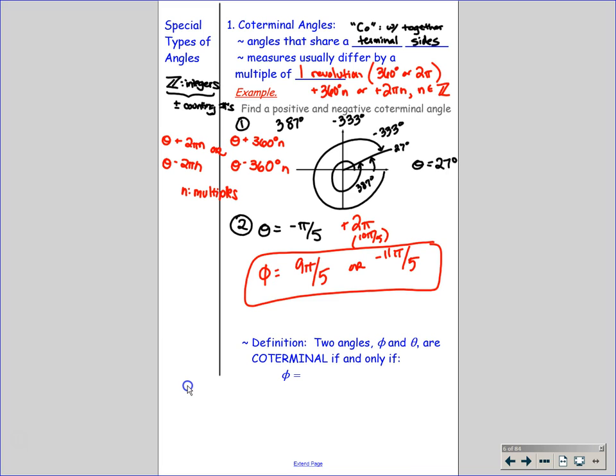Anyway, long story short, this little thing down at the bottom, the definition: 2 angles are coterminal if the secondary angle's measure is some sort of multiple of 2 pi or multiple of 360 away.